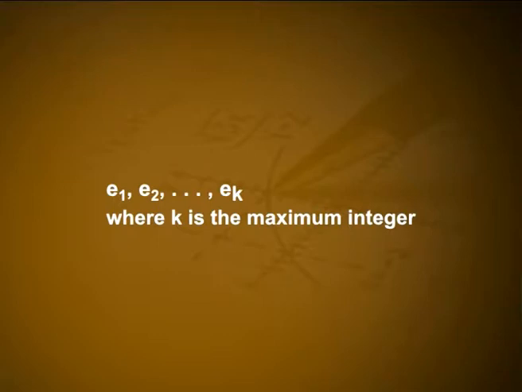Let S be the tree with e1, e2, etc., e_{n-1} as its edges, and let Sk be the tree with e1, e2, etc., ek as its edges. Let T be a minimum spanning tree of G containing the edges e1, e2, etc., ek, where k is the maximum integer with the property that a minimum spanning tree exists containing the first k edges chosen by Prim's algorithm. The theorem follows if we can show that S is equal to T. Suppose that S is not equal to T, so that k is less than n minus 1.